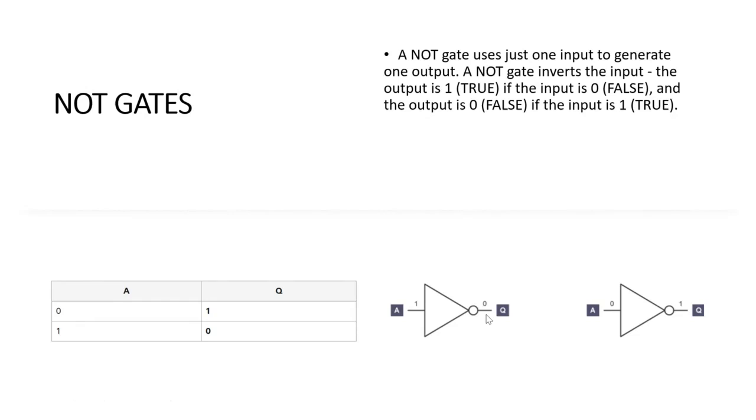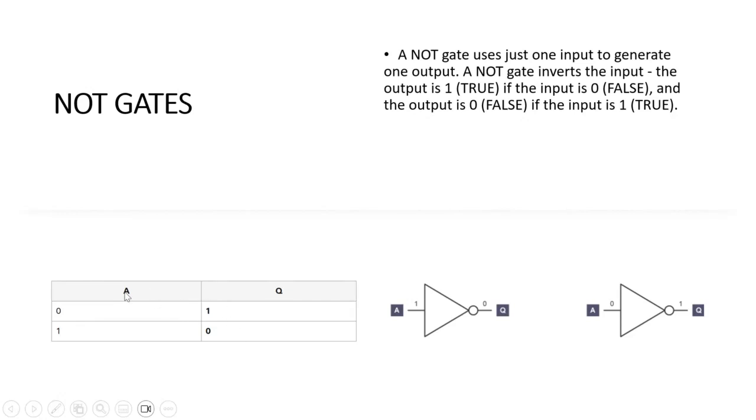Now what the NOT gate does is, whatever the input is, it gives out the opposite of that. So for example, if the input was 1, the output will be 0. And if the input is 0, the output will be 1. And this can be represented by a truth table.